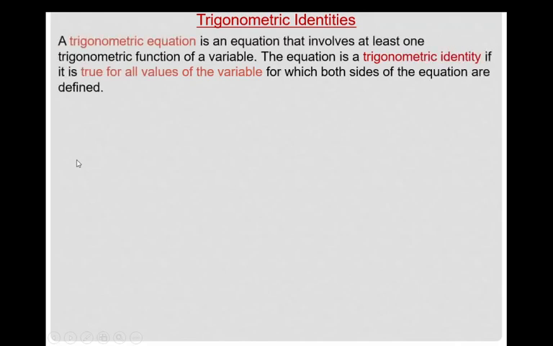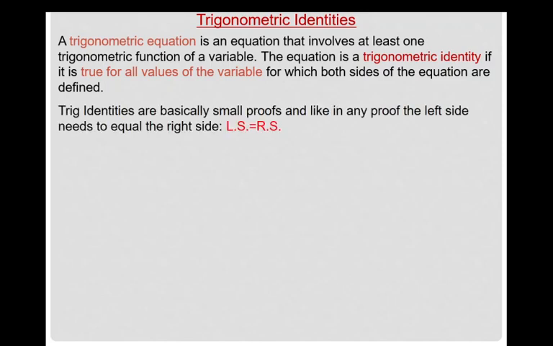So, trig identities. A trig identity is basically an equation, okay? And that equation is true for all values of the variable for which both sides of the equation are defined. So what we're talking about is something that is always true. And trig identities are basically small proofs, and like any proof, the left side needs to equal the right side.